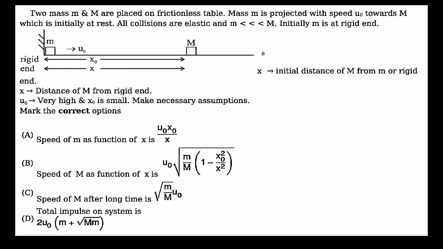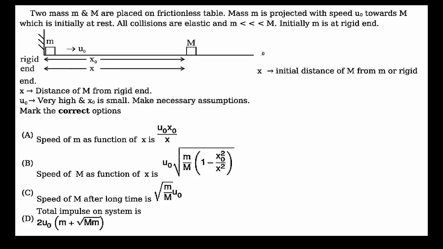Two masses, small m and capital M, are placed on a frictionless table. Mass small m is projected with speed u0 towards capital M, which is initially at rest. All the collisions are elastic and small m is much smaller than capital M. Initially, small m is at the rigid end. The distance of capital M from the rigid end is x0, and u0 is given as a very high value, and x0 is really small. Make necessary assumptions and mark the correct options.